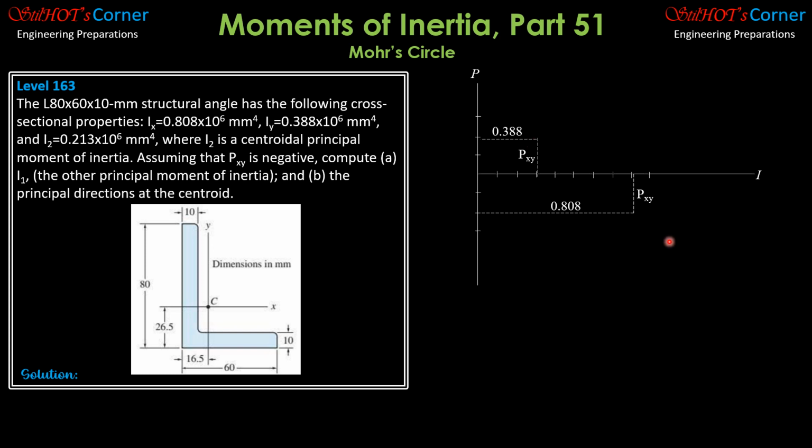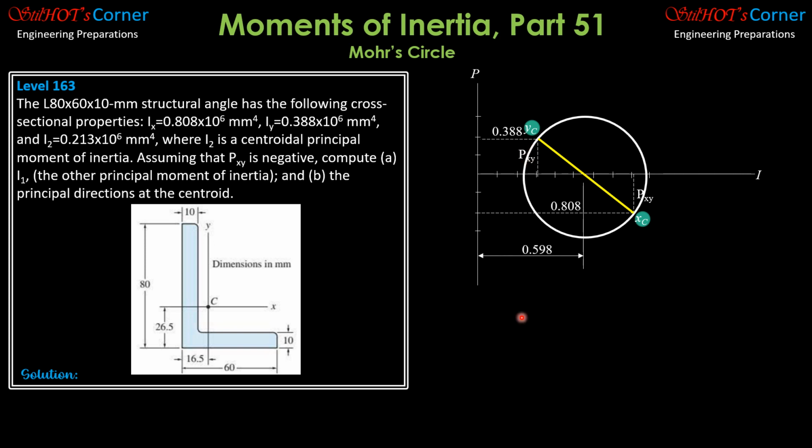The first point plotted is the x sub c axis, and the second point is the y sub c axis. They are separated 180 degrees apart in the Mohr circle, 90 degrees apart in the actual figure. So this is x sub c, and the other point y sub c. So the center, which is the average of I bar x and I bar y, 0.828 plus 0.388 divided by 2, is here. So it is 0.598.